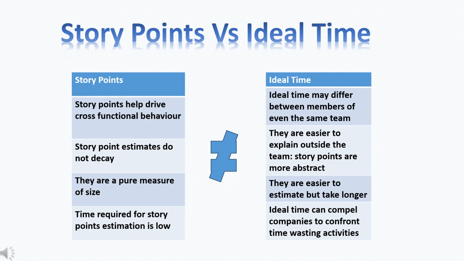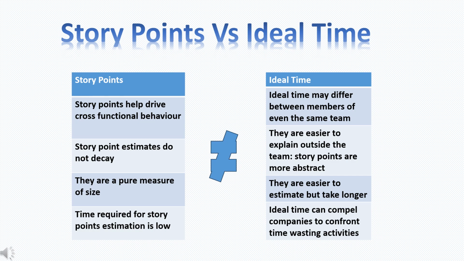So far, we have been talking about estimating using story points. Well, this is the most common and preferred method, but it's not the only approach to agile estimating. The other approach is estimating in what is called ideal time. On this table, you can see a comparison between estimating in story points and estimating in ideal time. There are pros and cons for each approach, so we'll discuss each approach in detail.